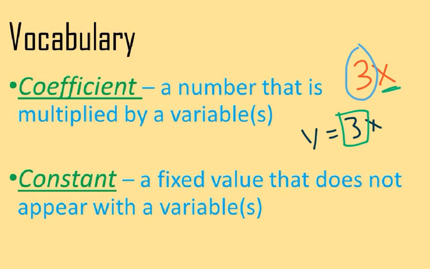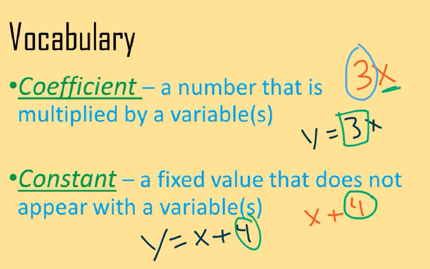And then the constant is a fixed value that does not appear with a variable. For example, you see me write an expression that just says x plus 4. Here the 4 is the constant. In this expression, regardless of what we plug in for x, we are always going to add 4. That makes the 4 a constant. And again, in equation format, it would be y equals x plus 4. So 4, again, is your constant.